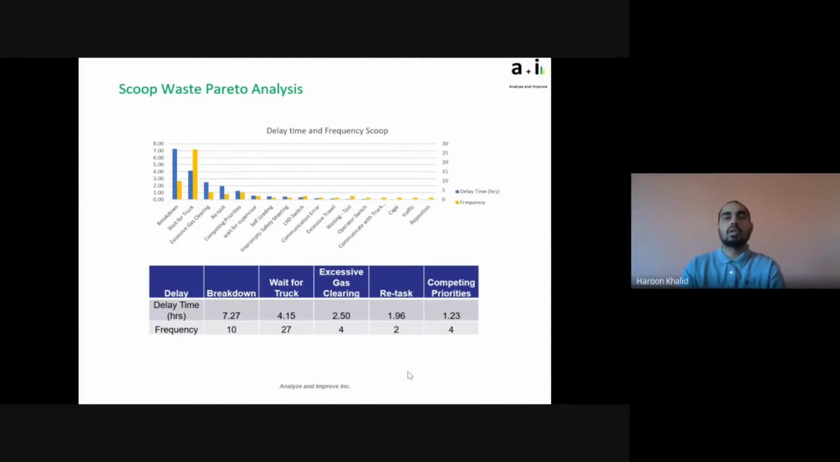So the numbers you notice there in the table below, the 7.27 hours for breakdown and 4.15 hours for the truck, those are the number of hours we lost over a total of 68 hours of observation, not just the one day. And then you can also see the frequency just to see how recurring that pain is.